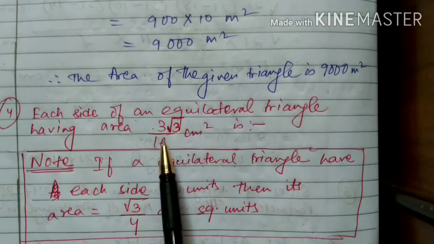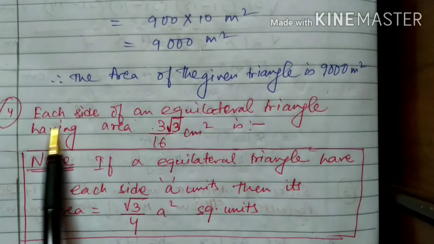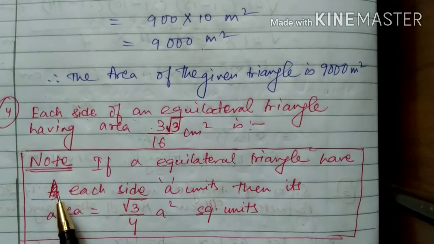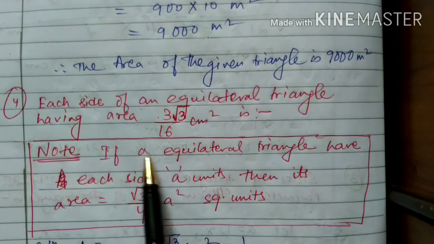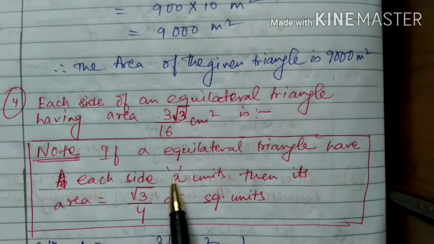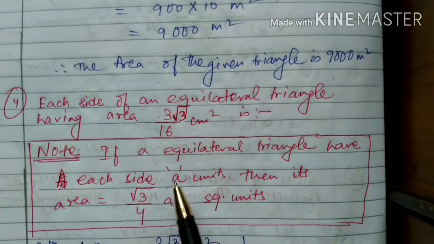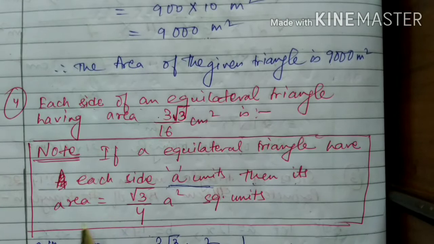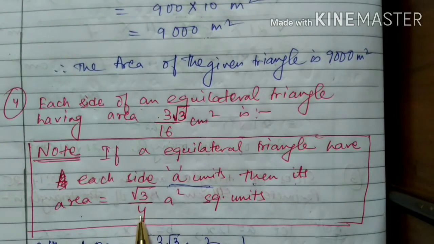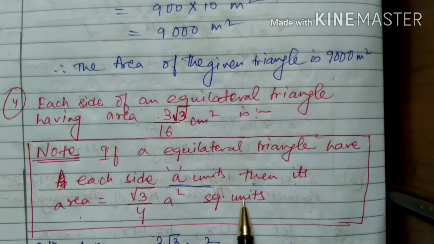The area is 3 root 3 by 16 centimeter square. You have to find each side. So first of all, keep in your note that if an equilateral triangle has each side as A units, then its area will be how much? Root 3 by 4 A square units.